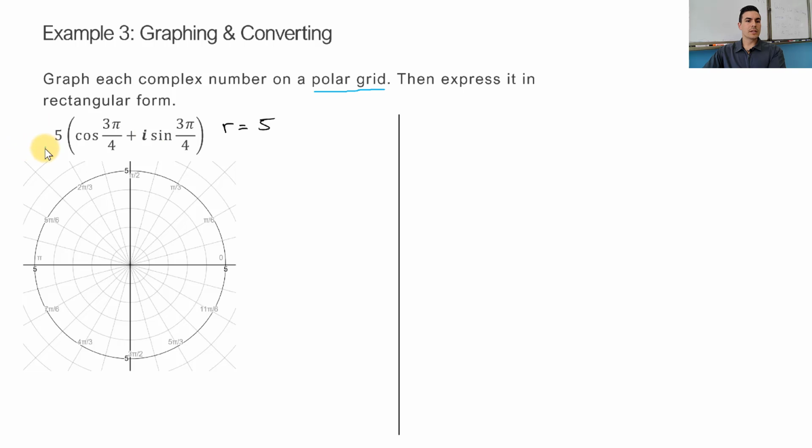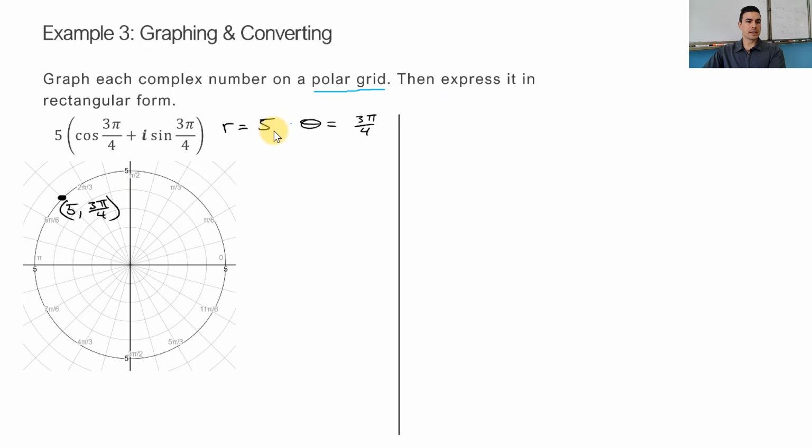So here, let's think, what is my r value? Well, that's this value out here, right? So that's 5. And then what is my theta value? Well, that's going to be whatever I have inside my cosine and sine, right? So that's just going to be 3 pi over 4. So in order to graph that, 3 pi over 4 is this reference angle right here. And then we would go out 5, right? 5 values. So that would put us right about there.